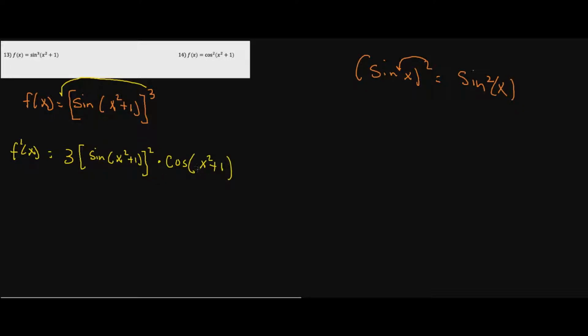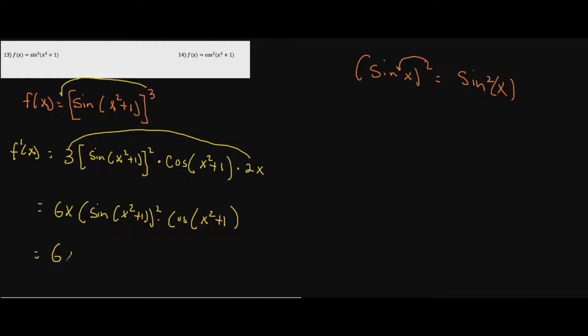Now you have to take the derivative of this inside because we haven't dealt with it yet, and that's just 2x. So finally, we can rewrite this problem as, well, there's a 3 out here and a 2 here, so I could write this as 6x times sine of x squared plus 1, all squared, times cosine of x squared plus 1.